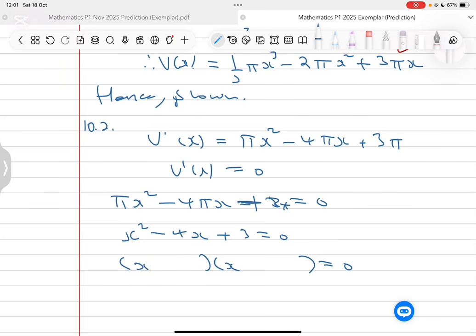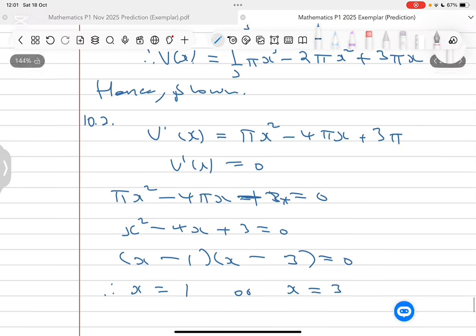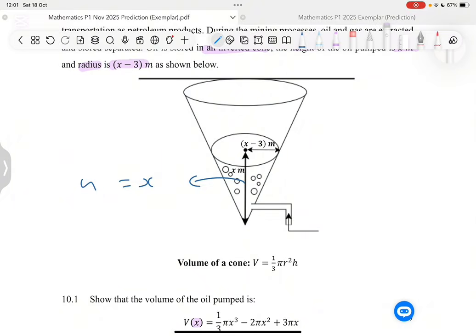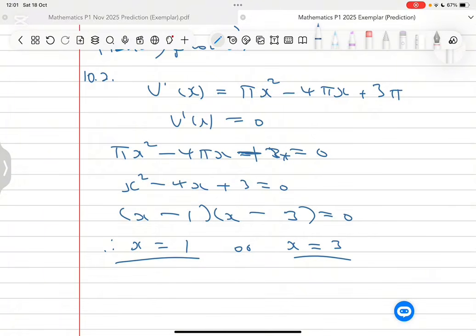We have done this plenty of times. So this means I'm going to have a 1 and a 3, and both of them really are negative in this case. And therefore, this means that x is equal to 1, or x is equal to 3. Now, these are the possible values of x, the possible values of height. Remember, x is the height here. These are the two heights in which we will have the maximum oil.